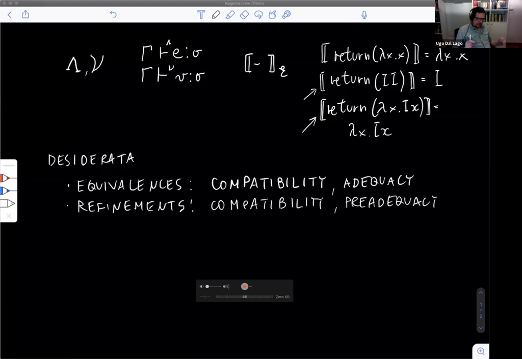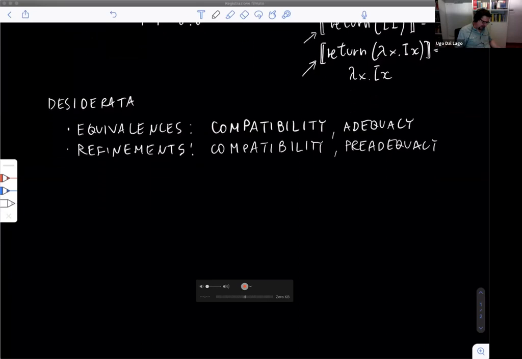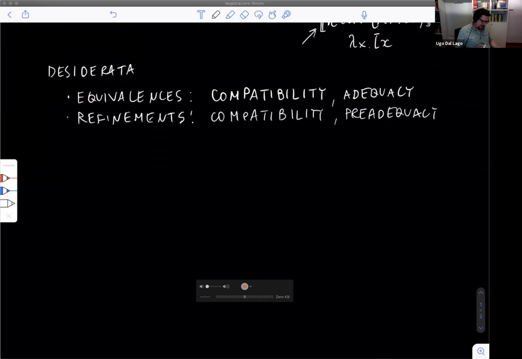The point is that adequacy and pre-adequacy will be formulated only with reference to ground types, as we will see. Okay, wonderful. So compatibility, adequacy, and pre-adequacy. Let's take a look at how this can be formulated.